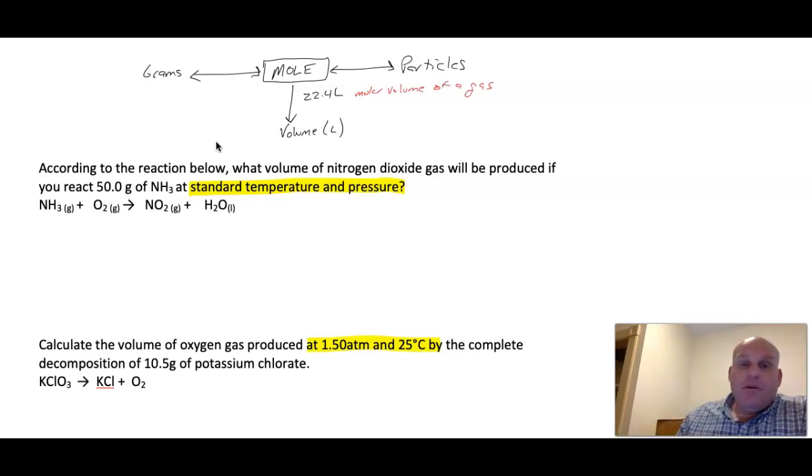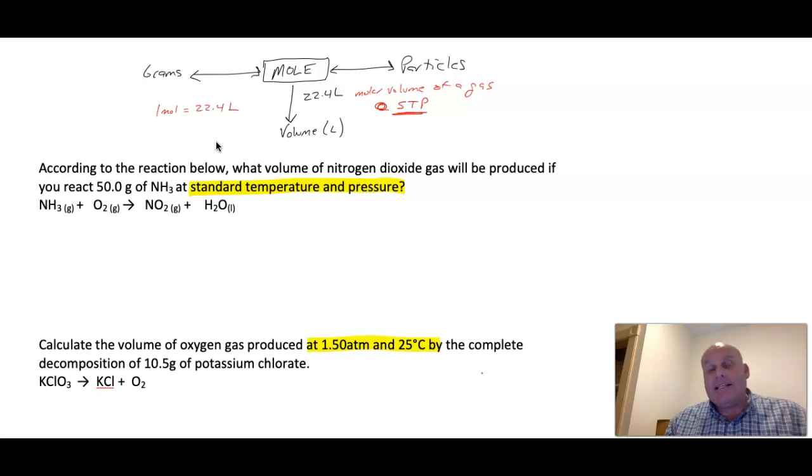And the molar volume of a gas works if and only if our gas is at STP. If we have a gas at STP, then really all it becomes is a stoichiometry problem using the fact that 1 mole equals 22.4 liters of gas.